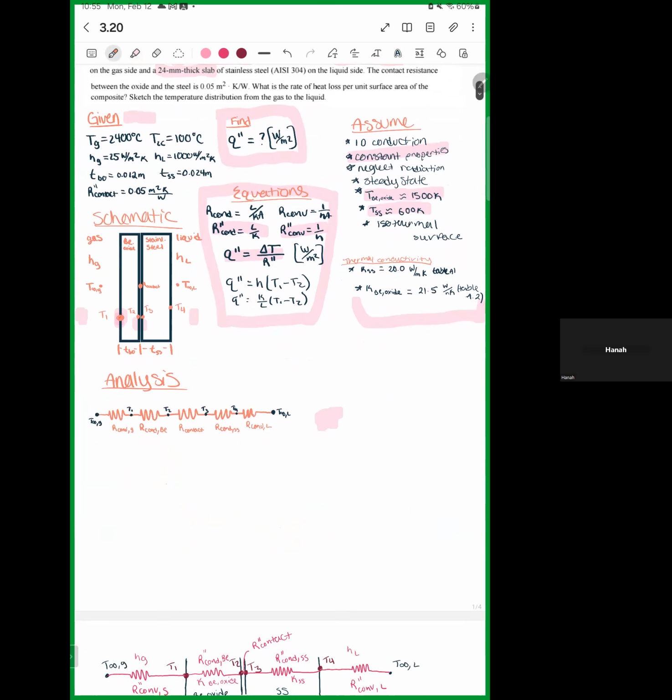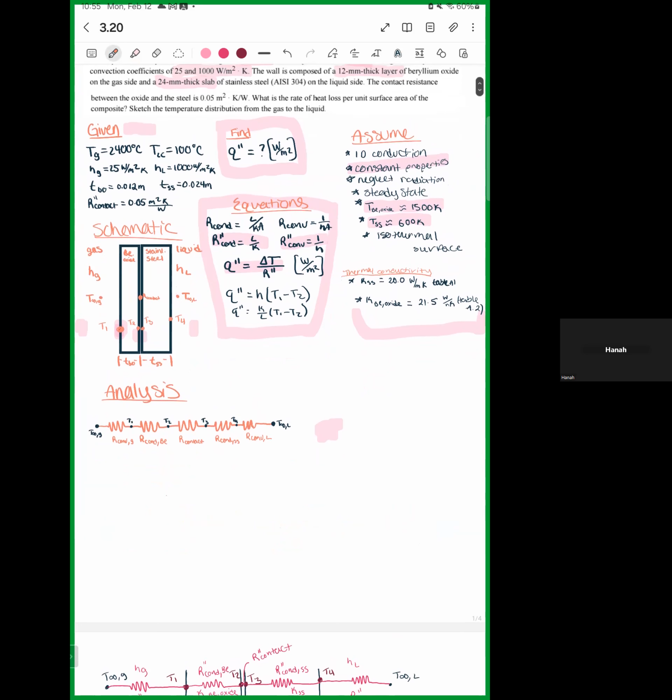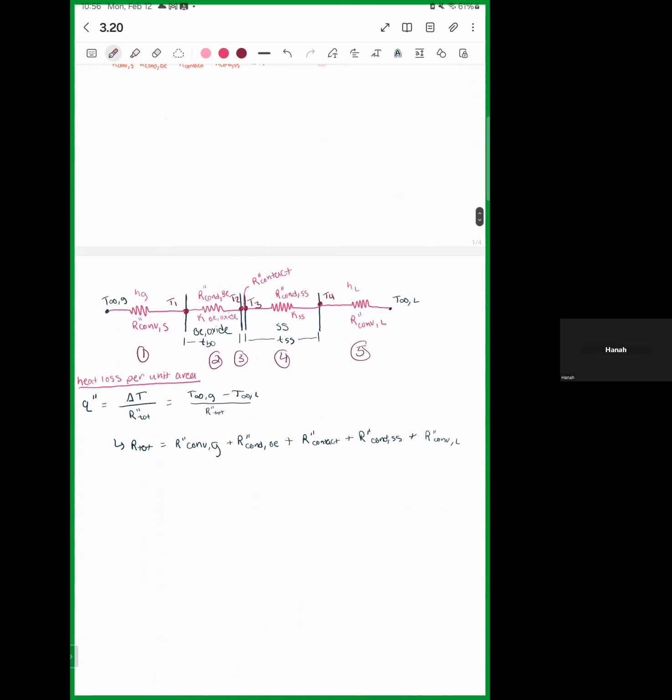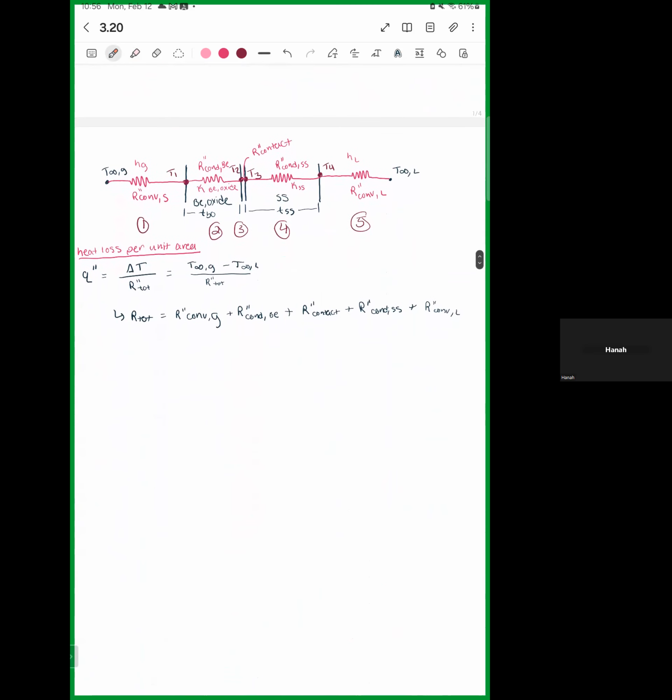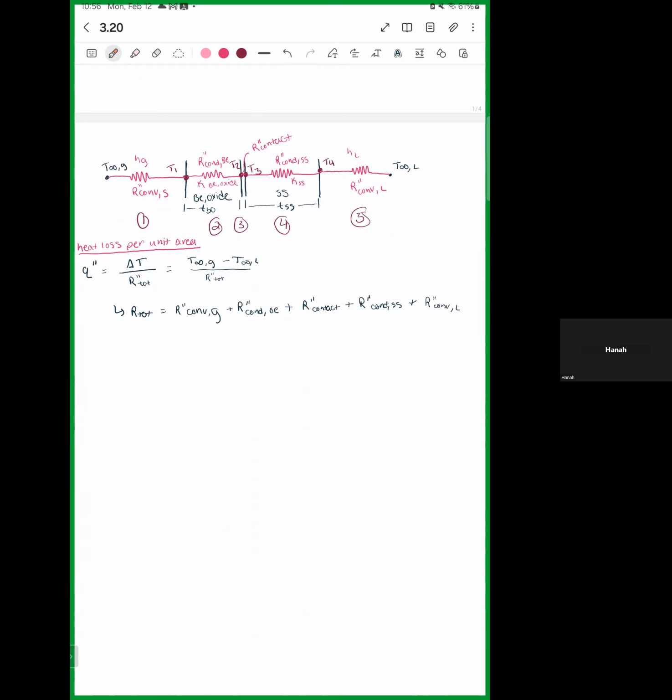So with this, we'll now be able to set up our equations for finding the rate of heat loss and then also all of the different resistances we'll be looking for. So I actually have a more detailed picture here. It's the same picture as above, but it also gives the different conductive and convective coefficients and also the different thicknesses we'll need to solve these equations.